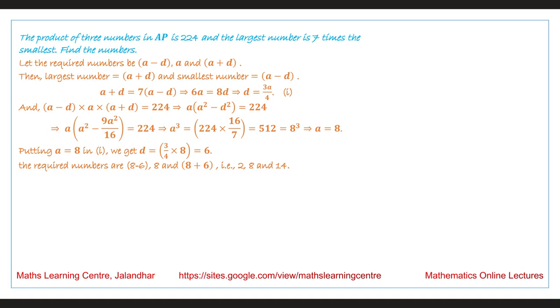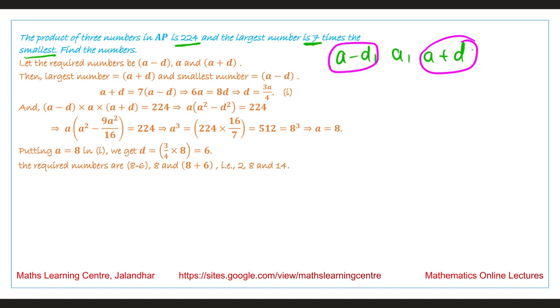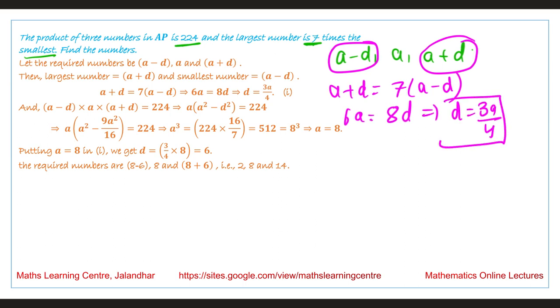Next: the product of three numbers in AP is 224 and the largest is 7 times the smallest. So again we are considering three numbers A minus D, A and A plus D. The largest of these numbers is A plus D, and the smallest is A minus D. Then it is given that A plus D is equal to 7 times A minus D. If we solve this equation, we obtain 6A is equal to 8D. So this implies D is equal to 3A by 4.